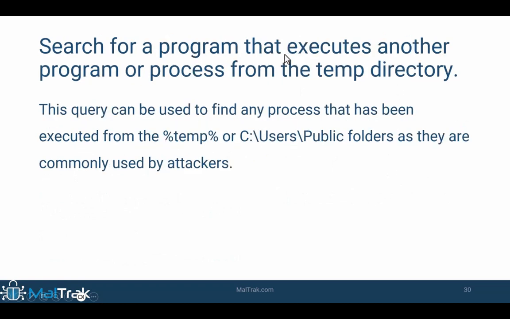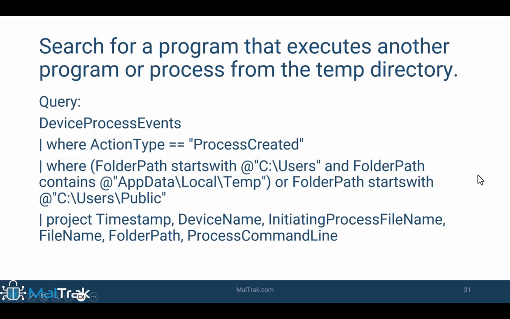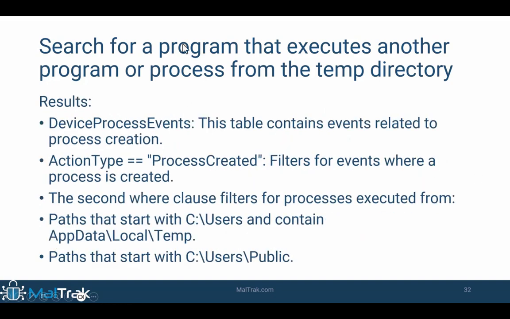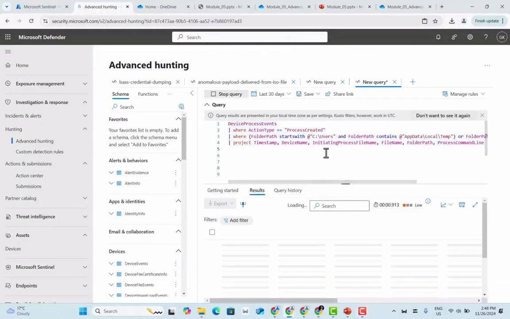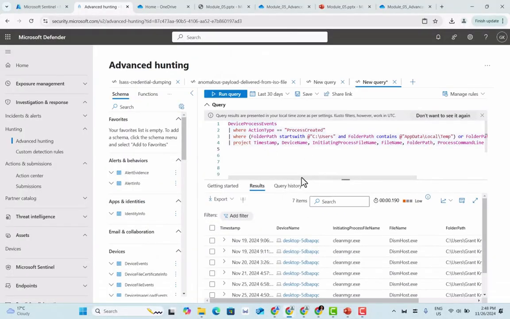Search for a program that executes another program or process from the temp directory. Okay, so this query can be used to find any processes that have been executed from temp or C:\Users\Public folders that are commonly used by attackers. So let's go ahead and try that. So we've got that query. We can go ahead and run it over the past 30 days.